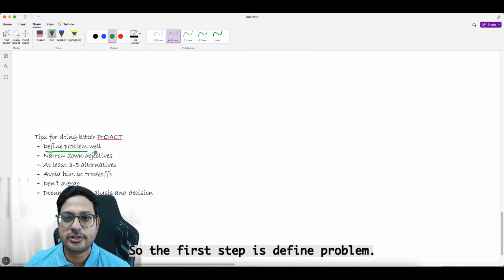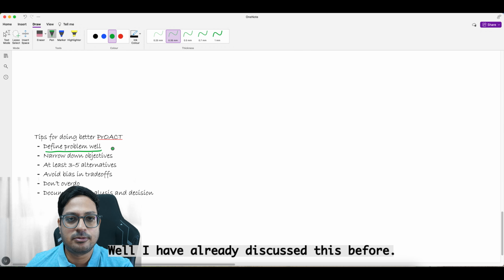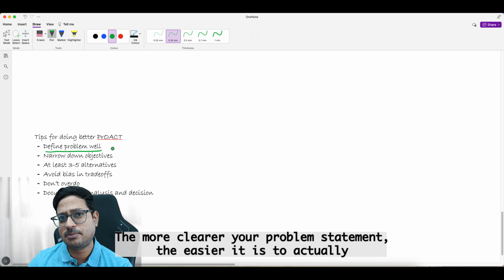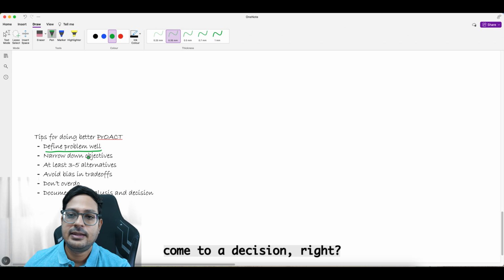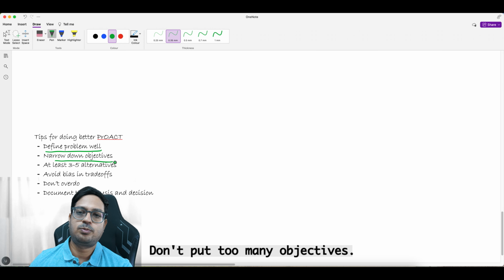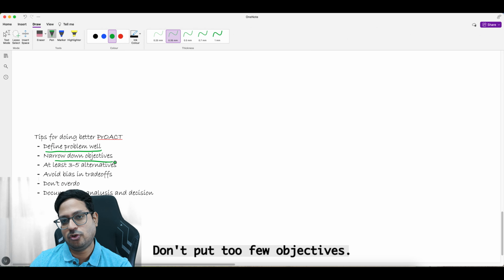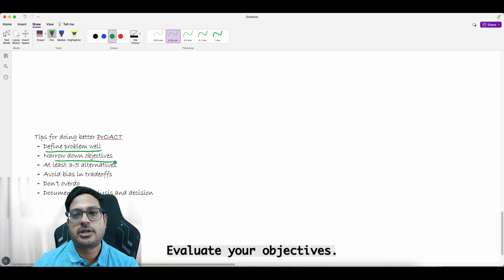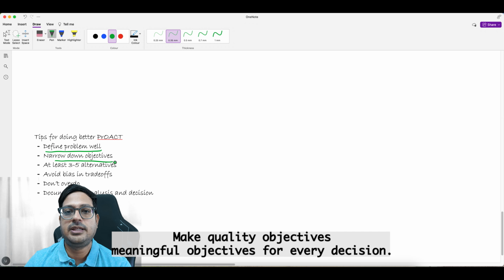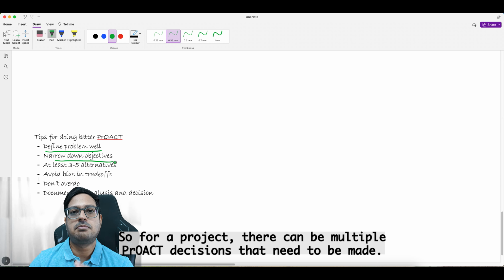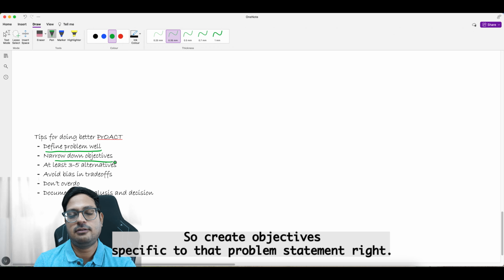The first step is to define the problem well. I've already discussed this before. The clearer your problem statement, the easier it is to come to a decision. Narrow down objectives. Don't put too many objectives, and don't put too few. Make quality, meaningful objectives for every decision. For a project, there can be multiple PrOACT decisions that need to be made, so create objectives specific to that problem statement.